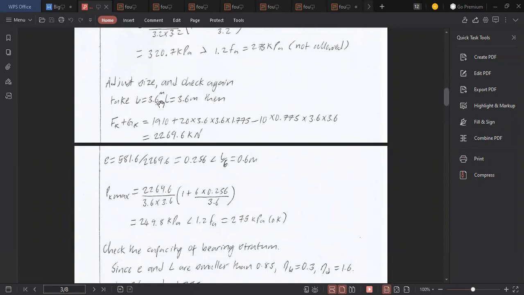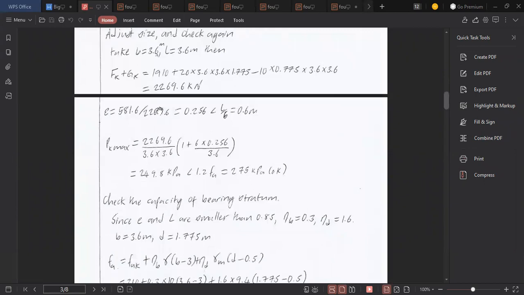Because in building construction, your dimensions have to be divisible by 3, without leaving a remainder. So I think that's why she went with 3.6. I went with 3.5. Okay, so we proceed.